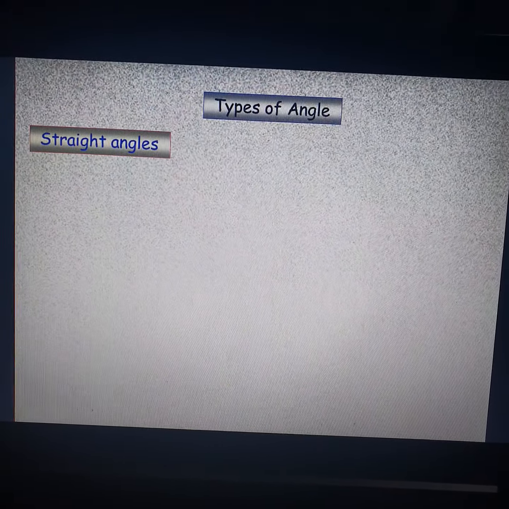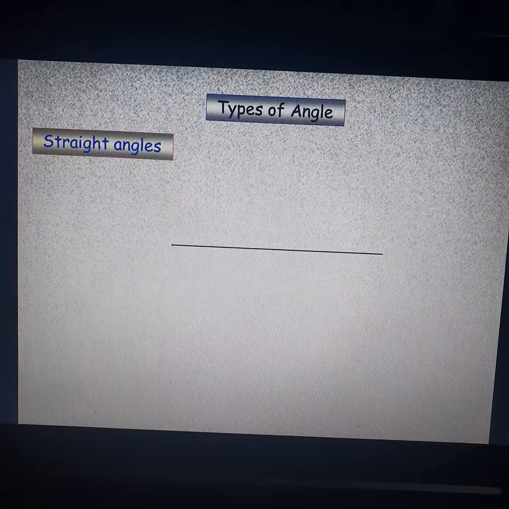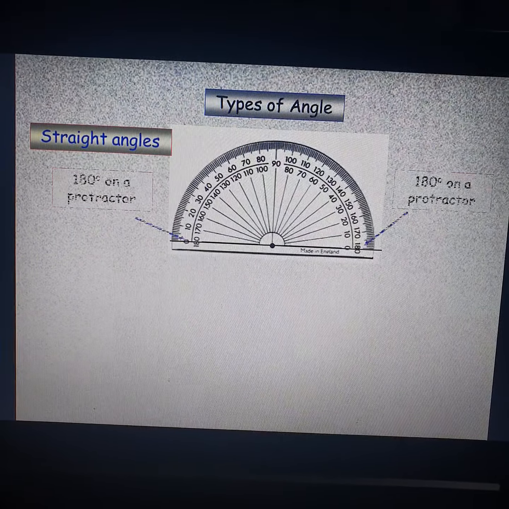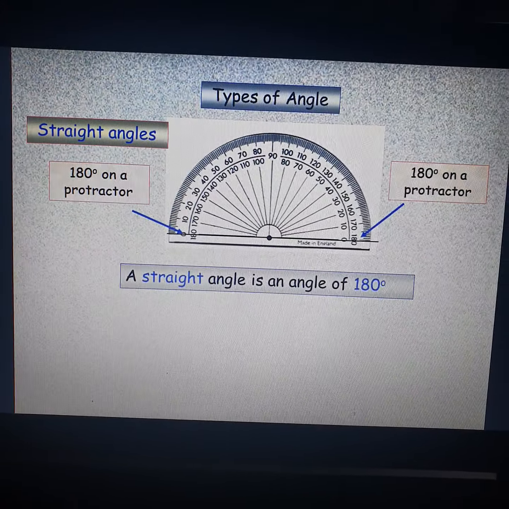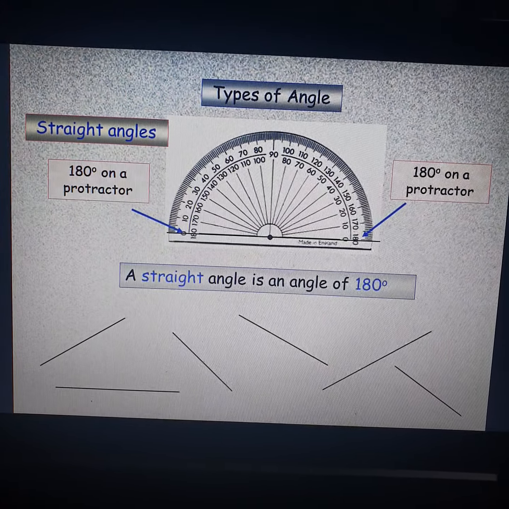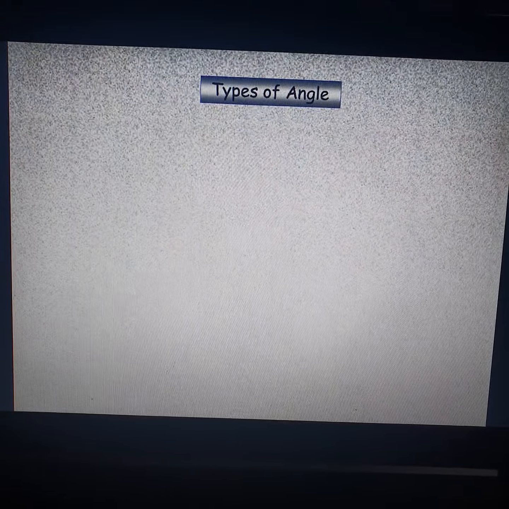Another type of angle is a straight angle, which we've come across already, so you don't necessarily have to take this one down. So we have 180 degrees. A straight angle is an angle of 180. So you have all straight lines.